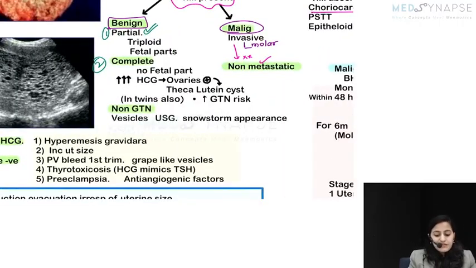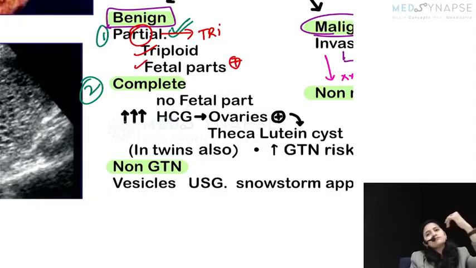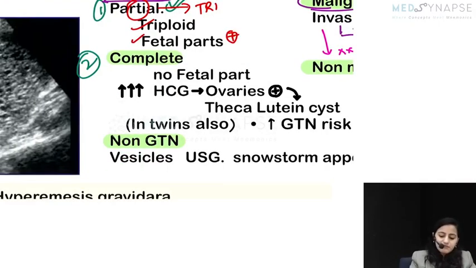Partial and complete. Which one has triploidy? Partial. Remember, partial is triploid. Partial means only partially molar, but the rest is normal, meaning fetal parts are present. Complete molar means only molar. Are the fetal parts present or absent? Absent.